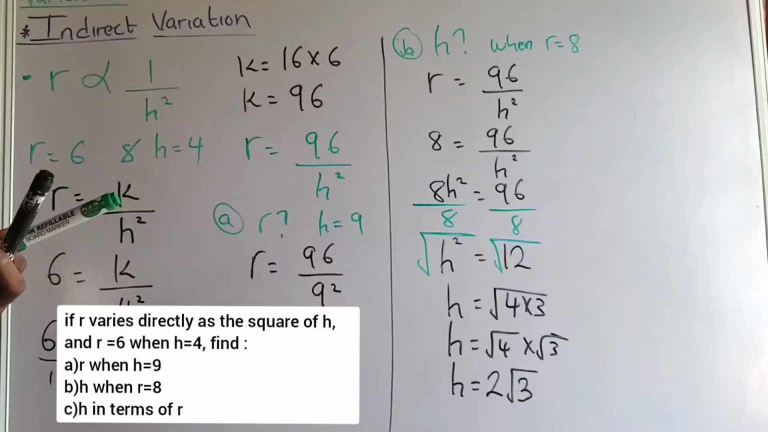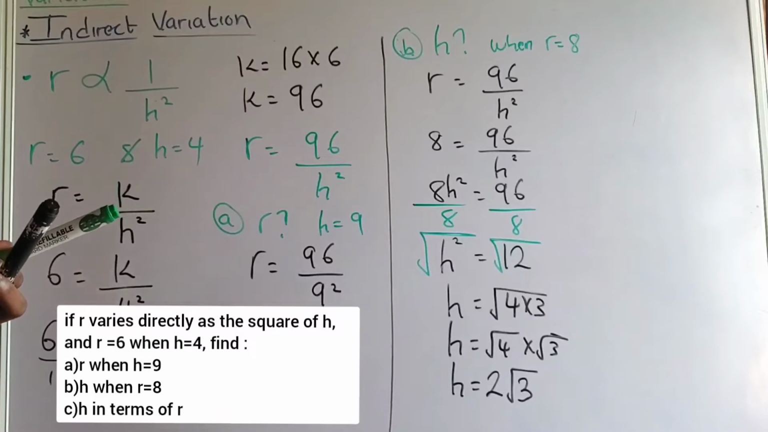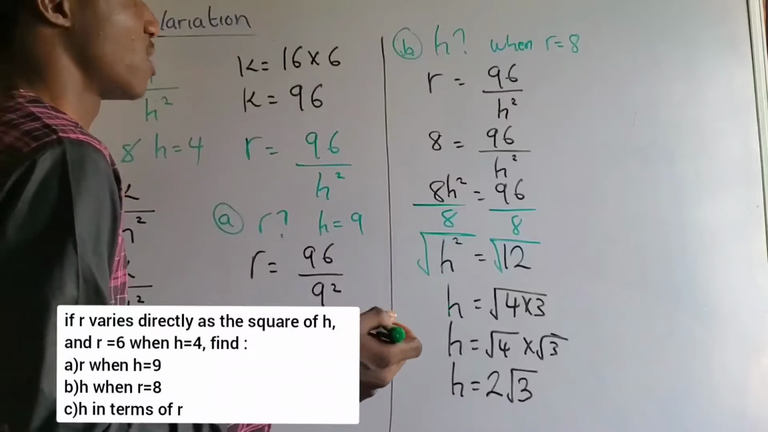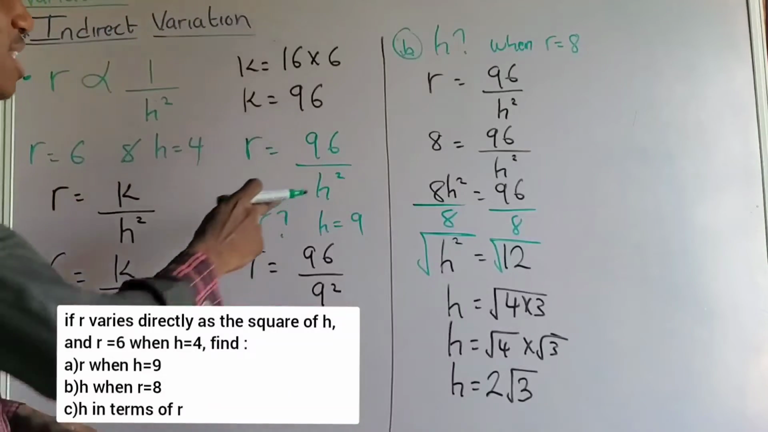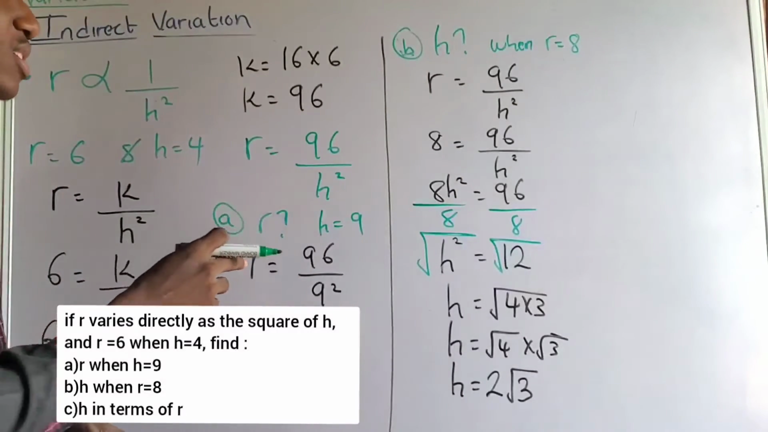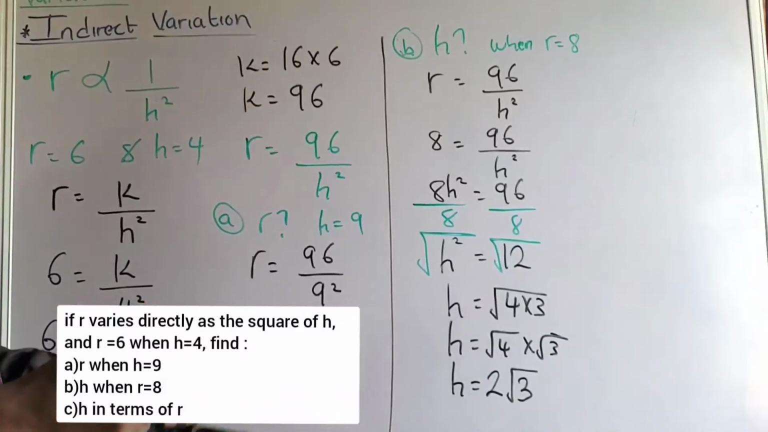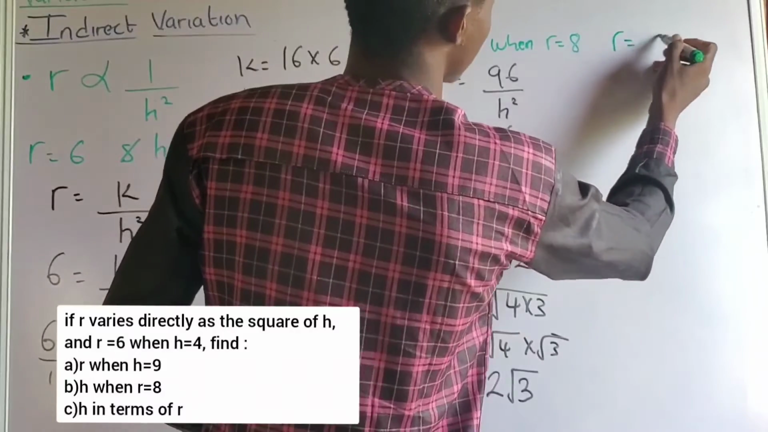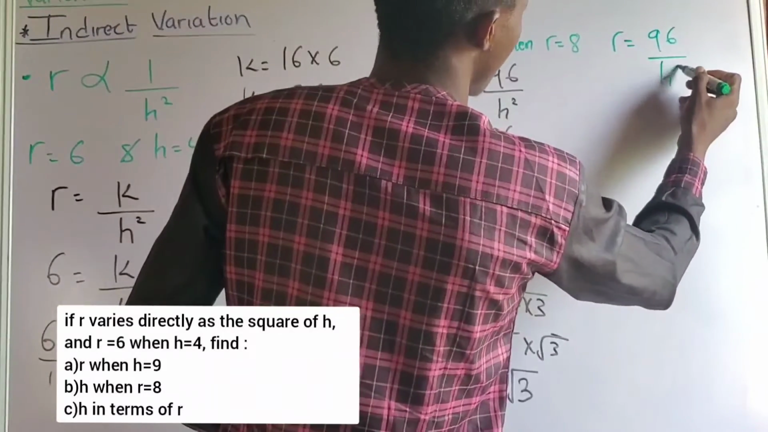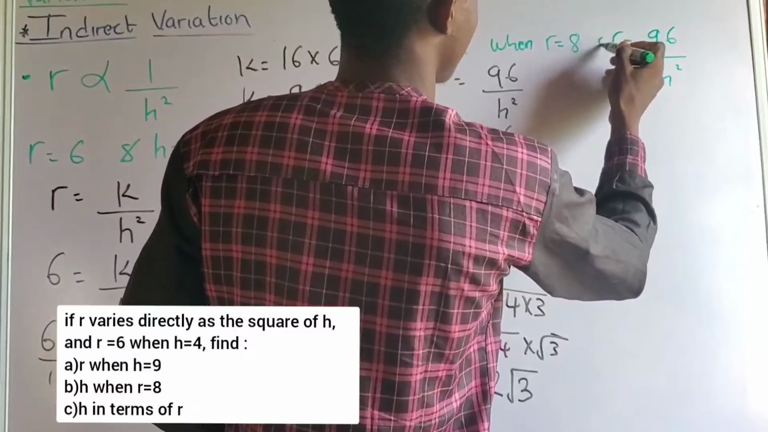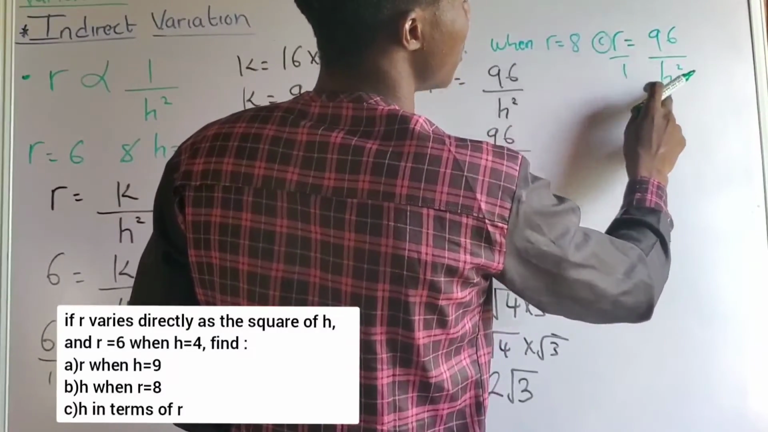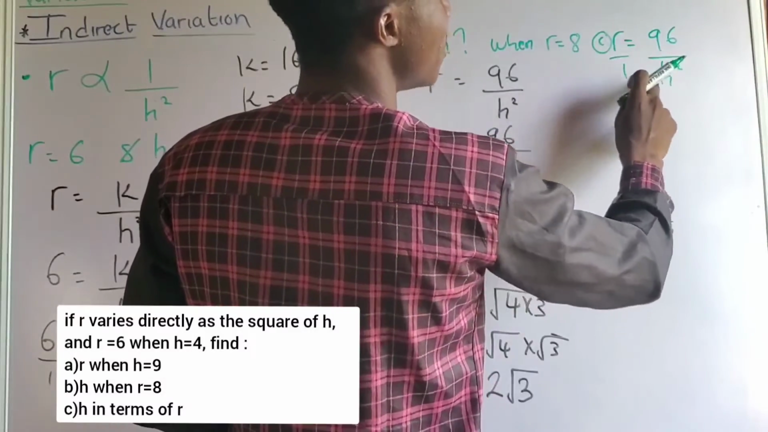Now we are asked to find the value of h in terms of r. Well, to get h in terms of r, all you have to do is make h the subject of the relation in this equation. Do you understand? That is the meaning of that statement. Okay, so we have r equals 96 all over h squared, right? Now, if I take the cross product, that is question C, I'm going to have 96 times 1 equal to r multiplied by h squared.